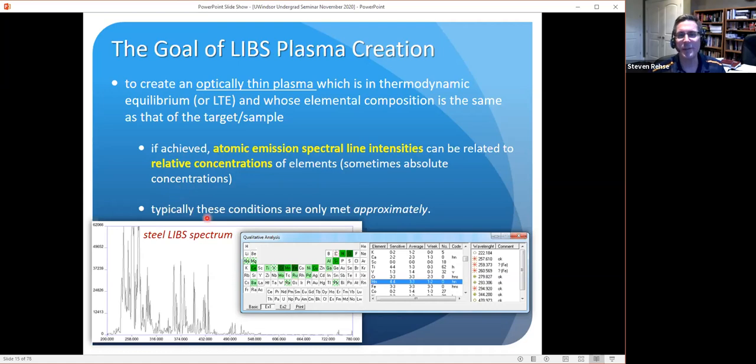The problem is typically these conditions are only met approximately, meaning that plasma is not all completely in LTE. It's not always completely optically thin. So sometimes we have to make some compromises, but we do what we can with the plasmas we get.